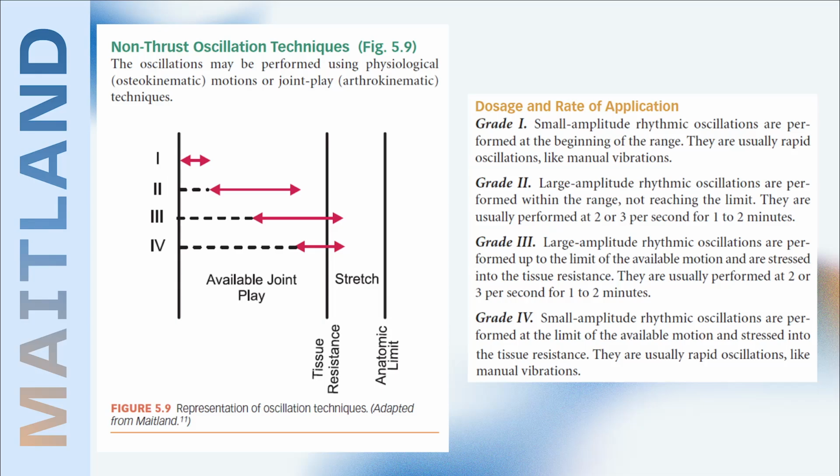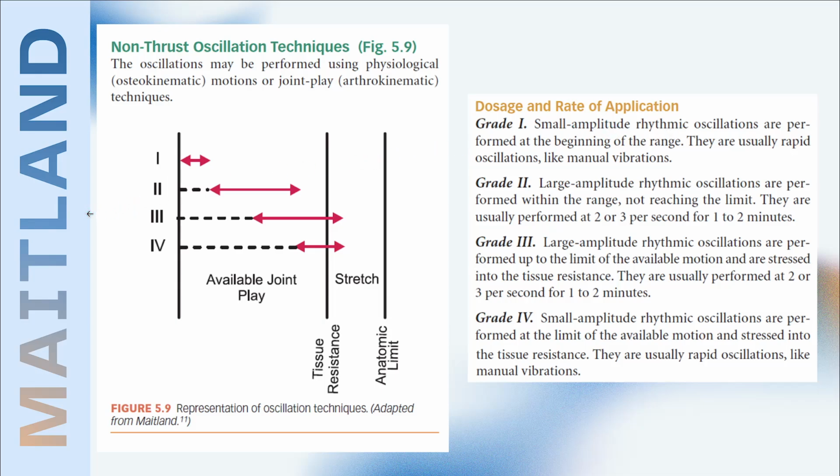Okay. Grade 1. Let's read through this together. Small amplitude rhythmic oscillations are performed at the beginning of the range. They are usually rapid oscillations like manual vibrations. What does this mean? First, in PJM, you will always have to distract before you apply a technique. With grade 1, you're just distracting a small amount, not really middle of range, not the end of the range, beginning of range. So I want you to focus on these terms. Beginning of range, small amplitude.